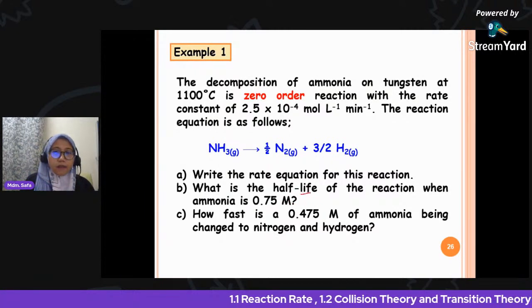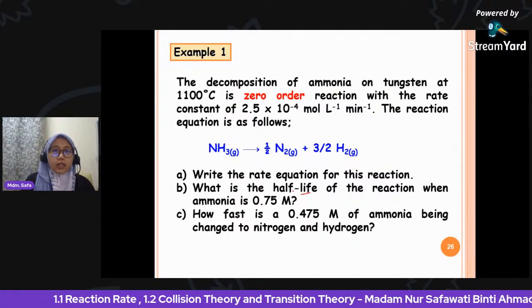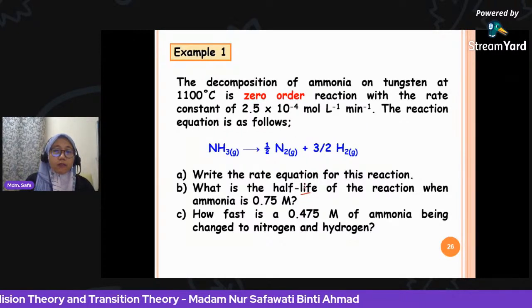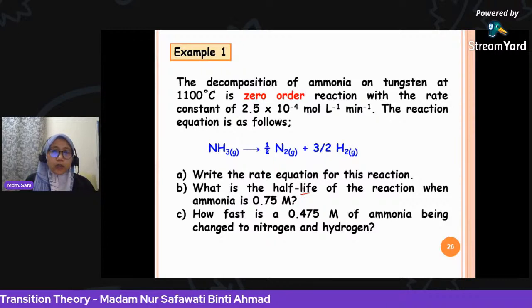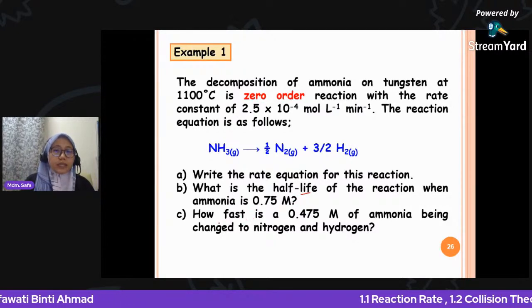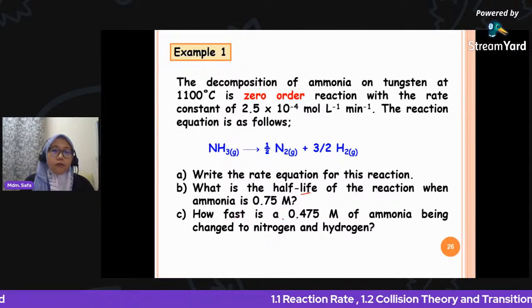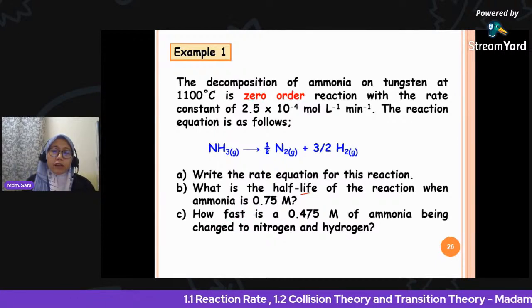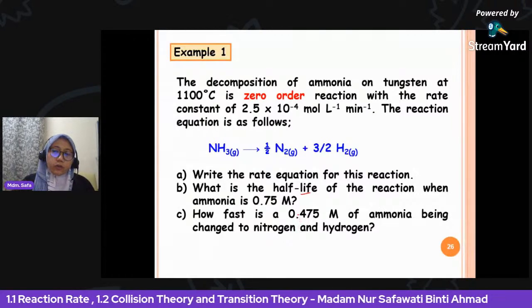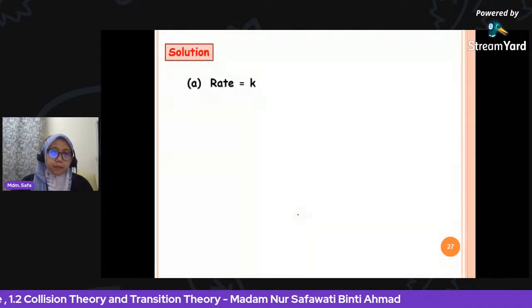Okay, diminta half-life. Kita kena tahu, first sekali kena tahu what is the order of the reaction. Order dibagi adalah zero order. So you just use the formula for half-life of the zero order reaction. And how fast? How fast ni diminta rate. How fast is a 0.475 molar of ammonia being changed to nitrogen and hydrogen? Alright, so we look the solution.